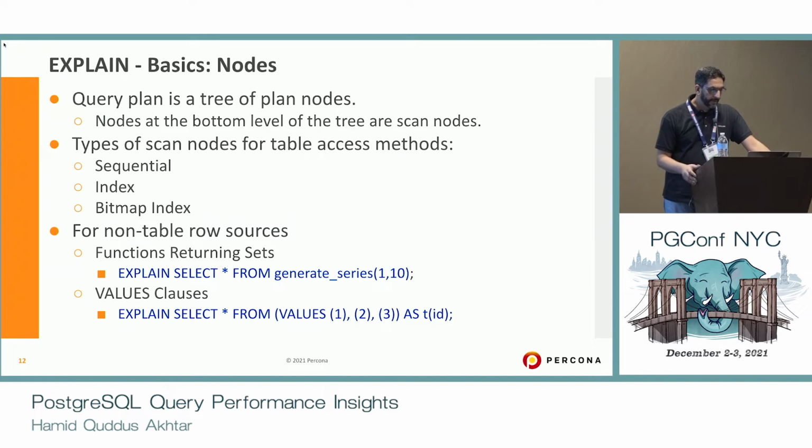So just to recap, a plan is a tree of plan nodes. Nodes at the bottom level of the tree are scan nodes. So you can have sequential, index, or bitmap index scans. You can have non-table scans as well, whether they're functions like generate_series that return a list, or you can have values. So you'll see those.